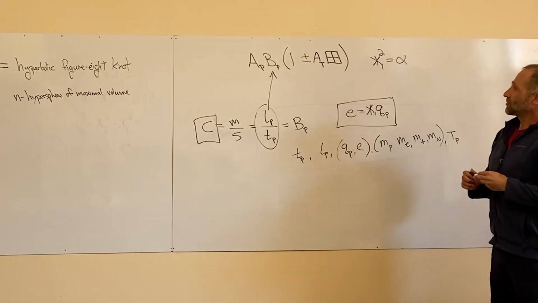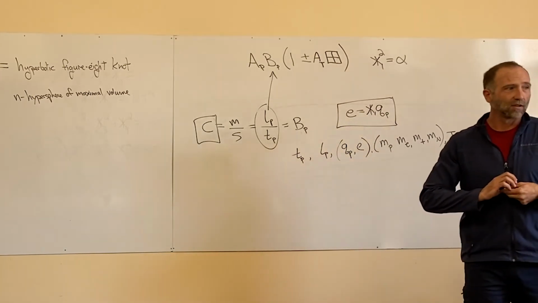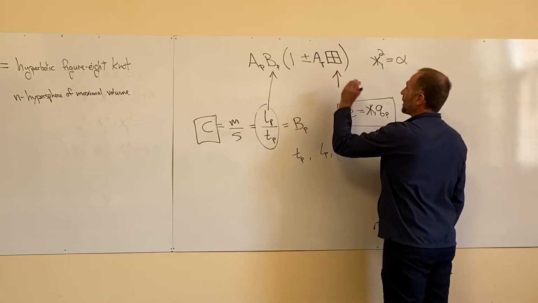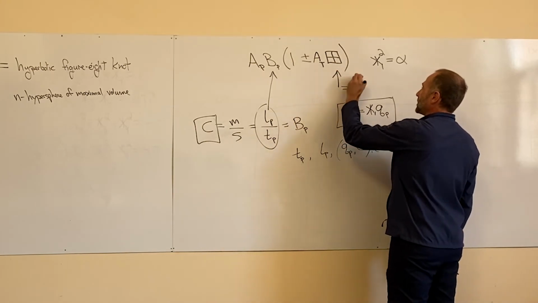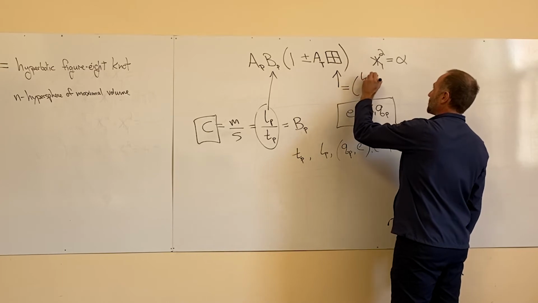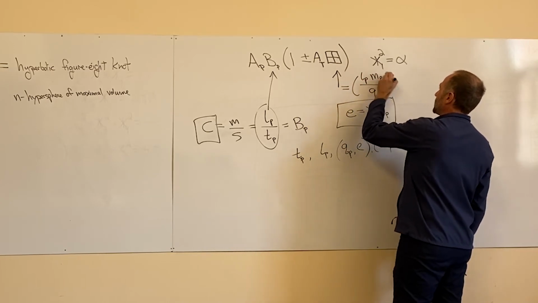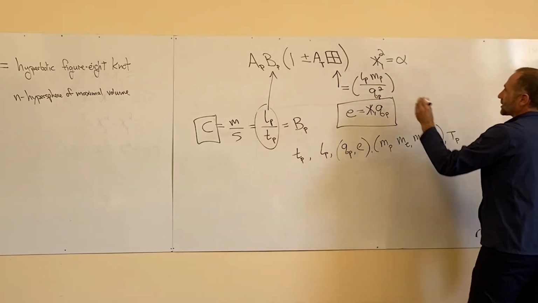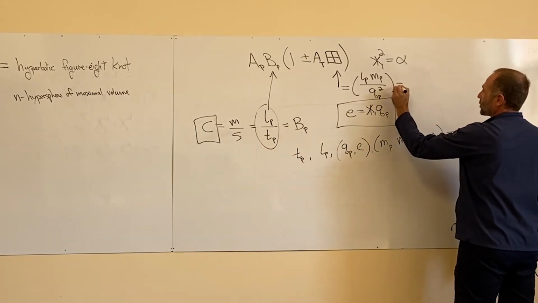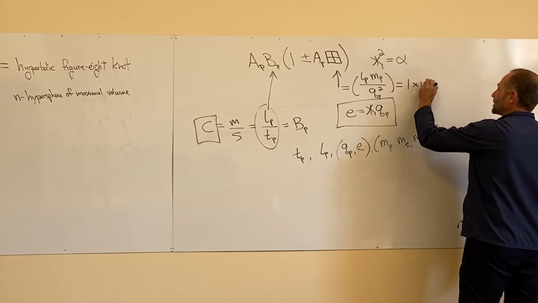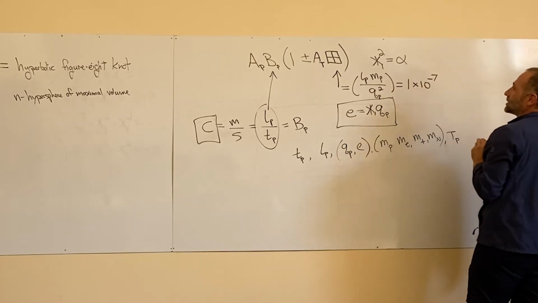So this prescription works for all the constants of nature, all of them. Another thing to point out is that this constant boundary is equal to the Planck length times the Planck mass divided by the Planck charge squared. I'm going to come back to that in a second. There's some more to say about it, but this is also numerically equal to 1 times 10 to the negative 7.